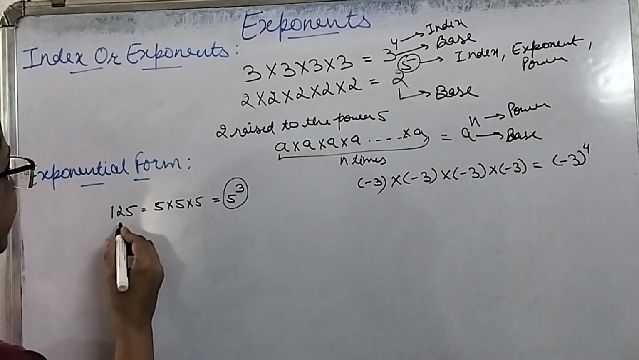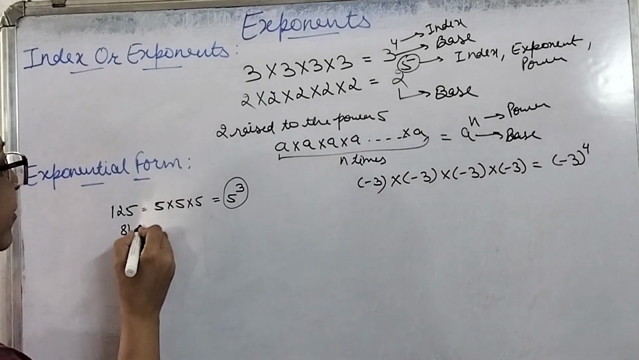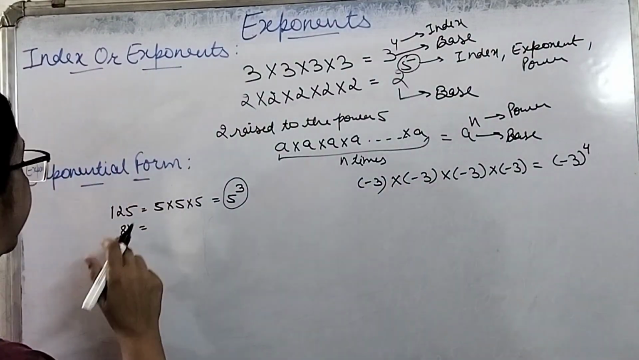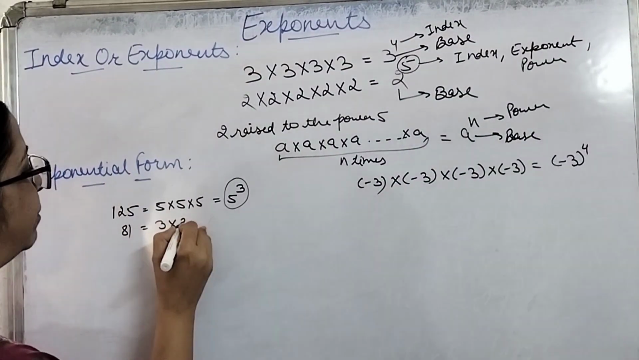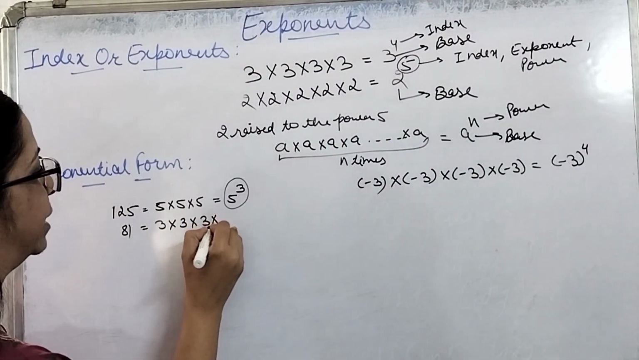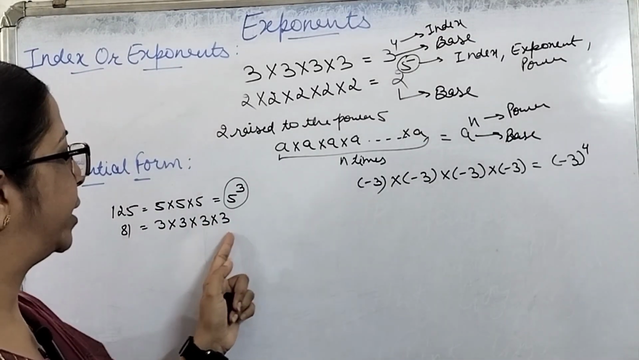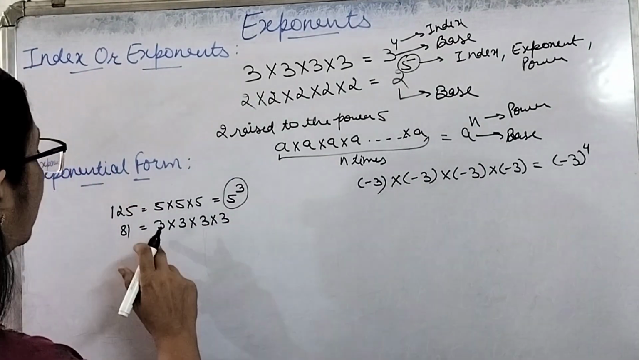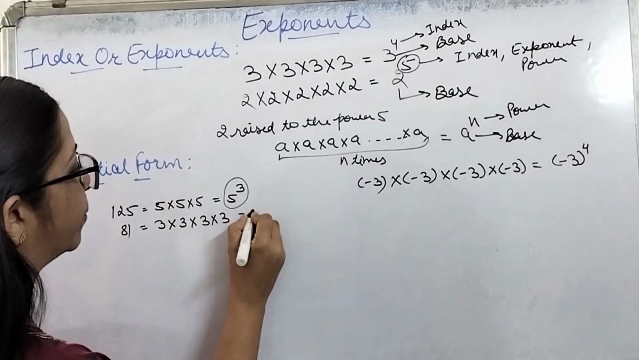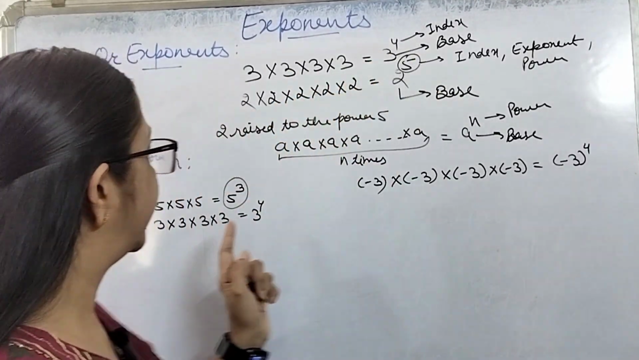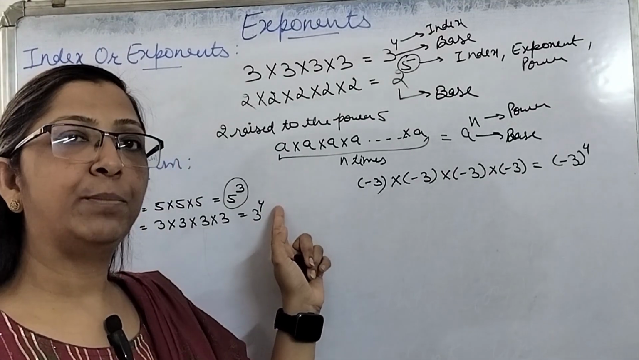Similarly, if the number is 81, then by doing the prime factorization of 81 we can say that 81 can be written as 3 multiplied by 3 multiplied by 3 multiplied by 3, because 3 3s are 9, 9 3s are 27 and 27 3s are 81. So 3 raised to the power 4. Just now we have seen, if 3 is multiplied 4 times, it can be written as 3 raised to the power 4.